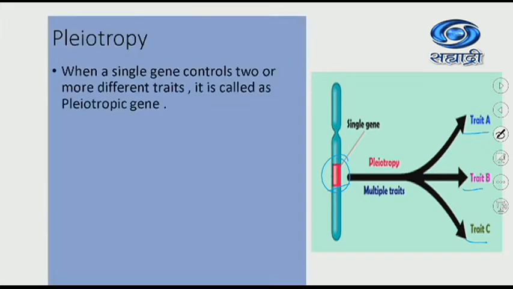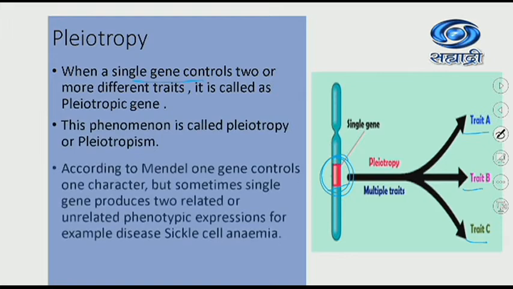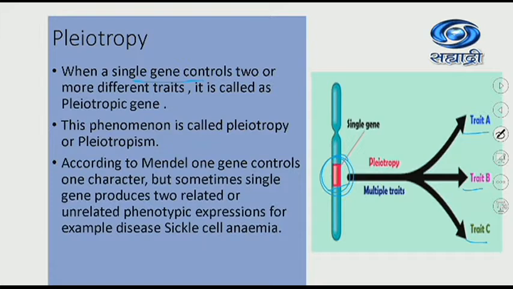In pleiotropy, when a single gene is controlling 2 or more different traits, it is called a pleiotropic gene. This phenomenon is called pleiotropy or pleiotropism. See how it is different from Mendel. What did Mendel say? One gene controls only one character. No. According to post-Mendelism, according to pleiotropy, one gene can control many characters. So sometimes a single gene produces 2 related or unrelated phenotypic expressions.